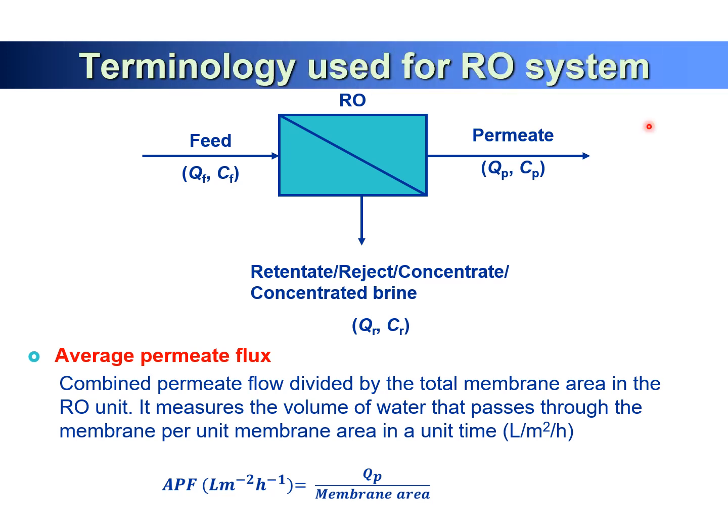This slide shows the average permeate flux, the combined permeate flow divided by the total membrane area in the RO unit. It measures the volume of water that passes through the membrane per unit membrane area in a unit time. So APF in terms of LMH is equal to the flow rate of the permeate over the membrane area. So we can easily calculate how much water flow is required, how much membrane area, and what average water flux is required.